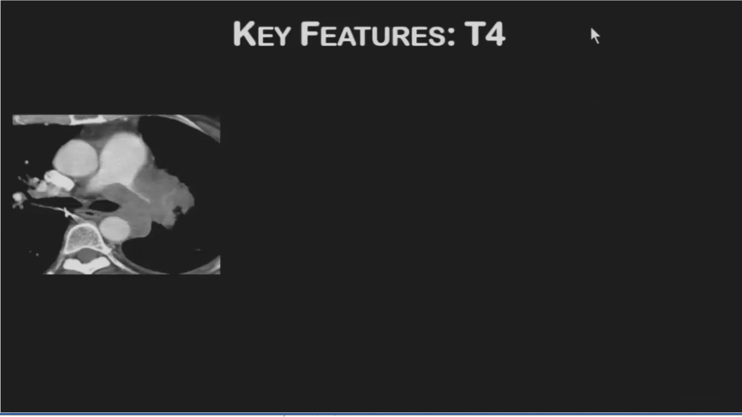As we can see here, we have the soft tissue mass that's located within the left aspect of the mediastinum that really surrounds the entirety of the left pulmonary artery and really narrows the pulmonary artery. And this was consistent with T4 disease.